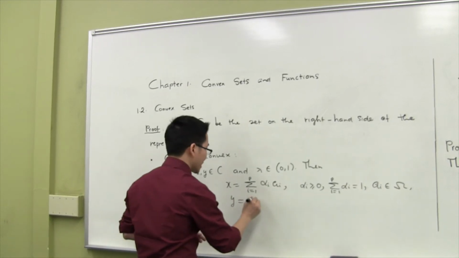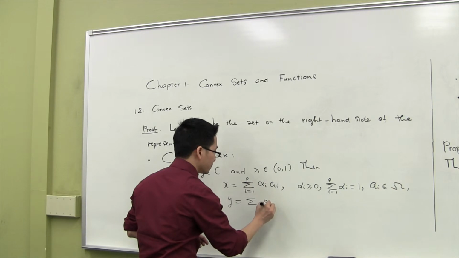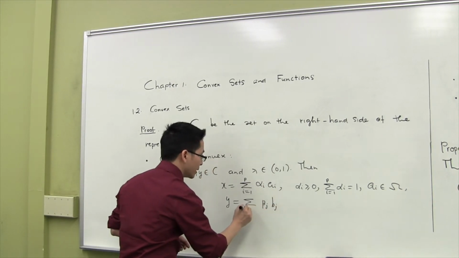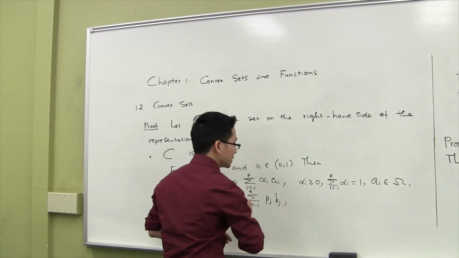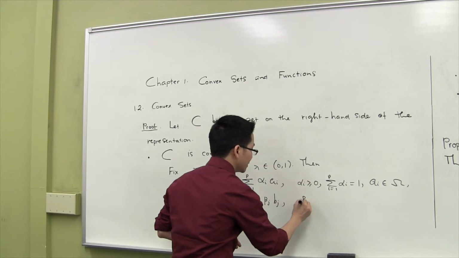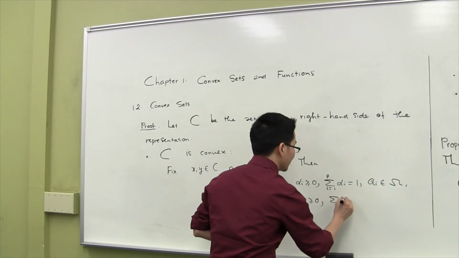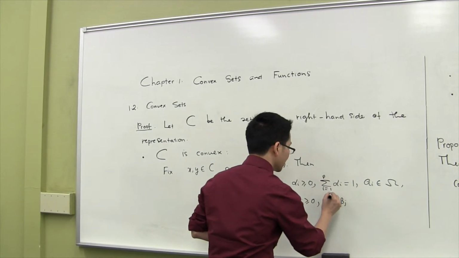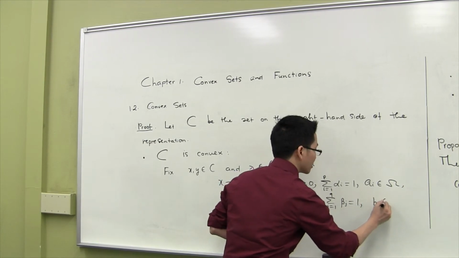So it can be written as the sum of beta_j times b_j, where j runs from 1 to q. Here, each beta_j is greater than or equal to 0, the sum of beta_j, where j runs from 1 to q, is equal to 1, and each b_j belongs to omega.